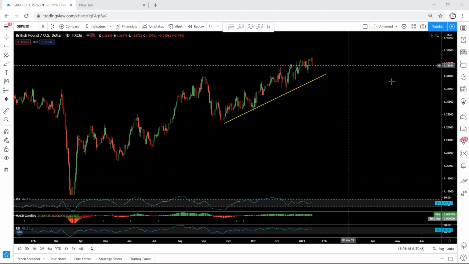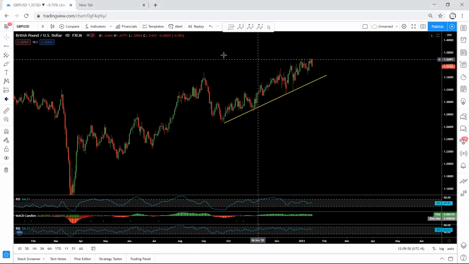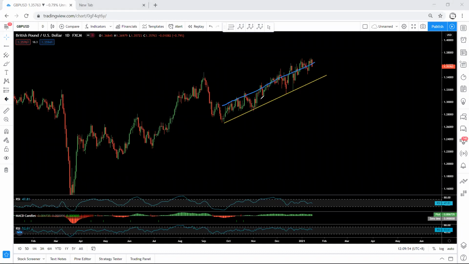Pound USD, we start with the daily chart. As we can see, based on the daily chart, we have been within this correction for quite a long time. What we are expecting is the price to drop, and we are more interested in the sell, because in terms of risk and reward, it can give us a really good trade setup.